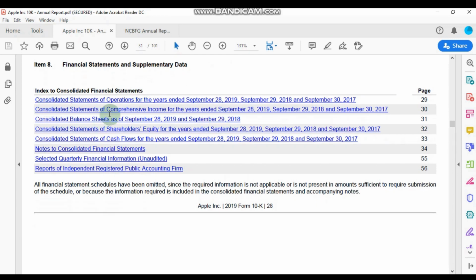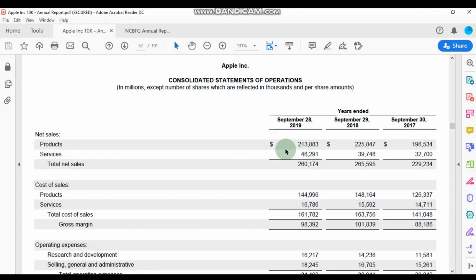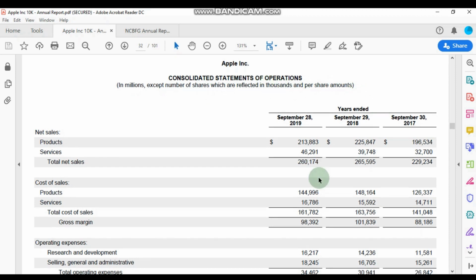Okay, so let's look at these two financial statements. Let's first look at the consolidated statement of operations for the year ended September 28, 2019. Here we can see that Apple actually reflected total sales of $260 billion. Now this is $260 billion because this number is actually quoted in millions. And please take special note of this. The numbers are stated in millions except for the number of shares, which are reflected in thousands, and the per share amounts.